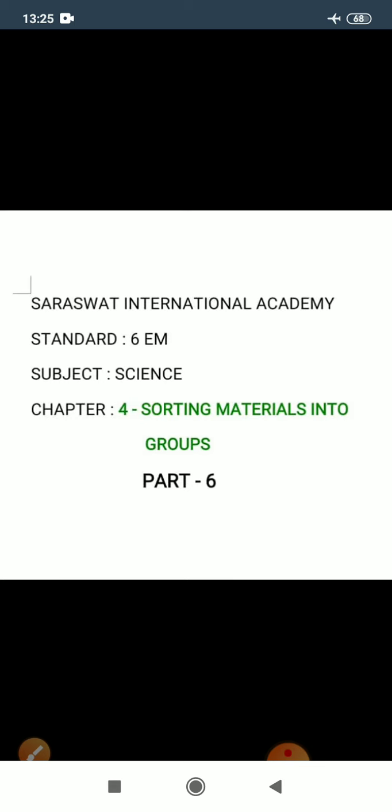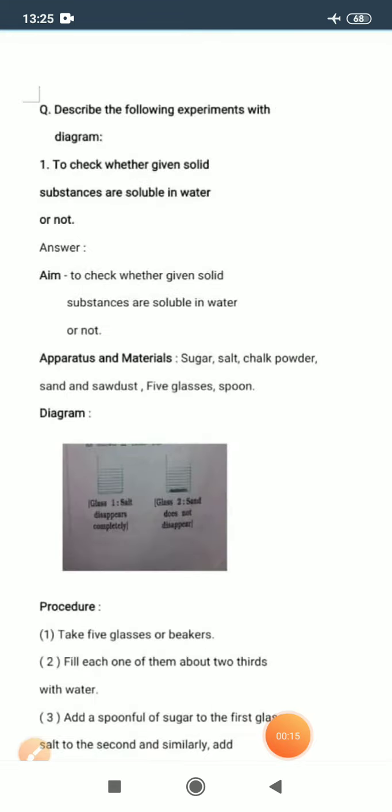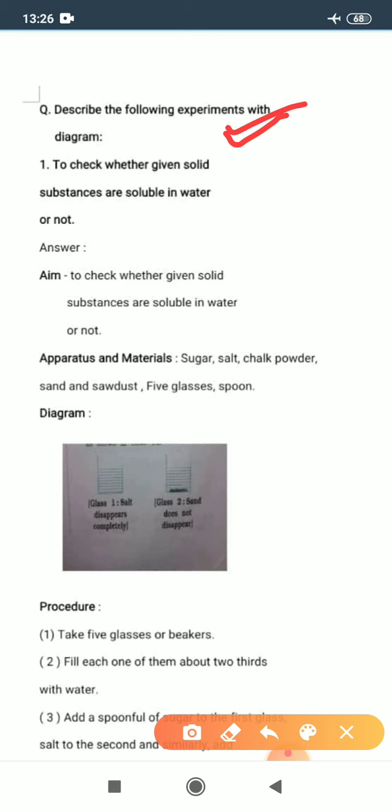Here we are going to continue chapter number 4, Sorting Materials into Groups, part 6. So, today we are going to see notes of experiments, answer in short and give reasons. So, let's start with describe the following experiment with diagram. Number 1, to check whether given solid substances are soluble in water or not.